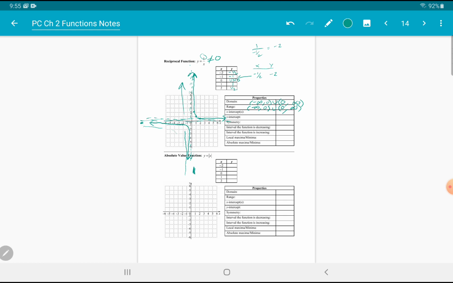Do we have any x-intercepts? Does the graph ever cross the x-axis? No, it doesn't. Does it ever cross the y-axis? Do you ever get a y-intercept? No, it doesn't. So we say none.